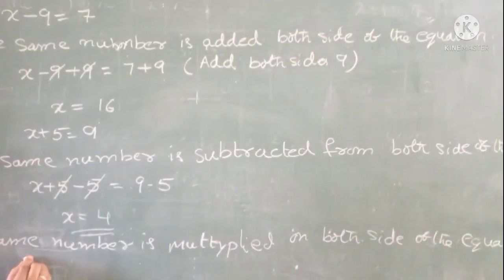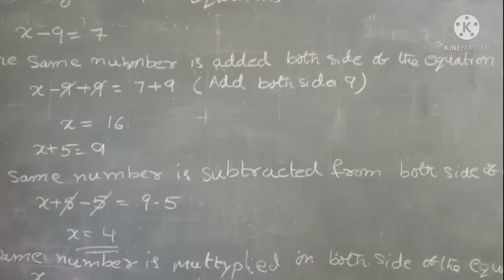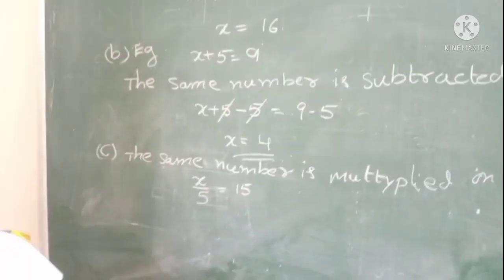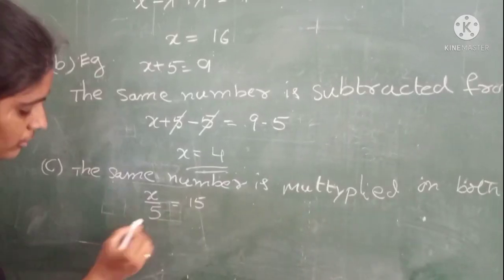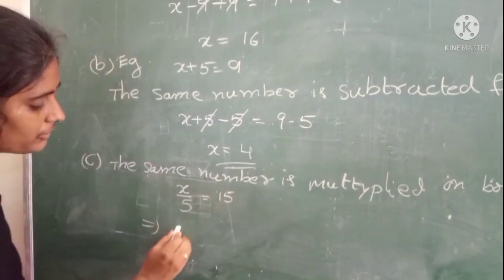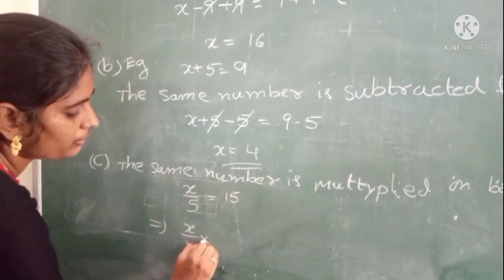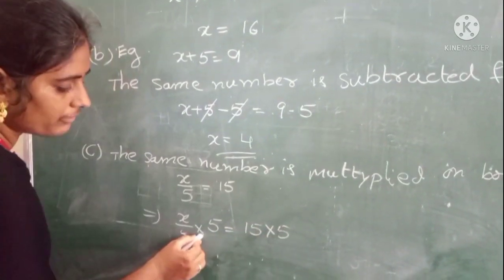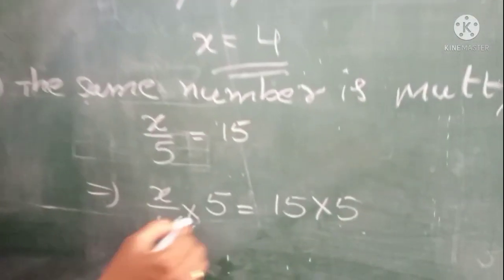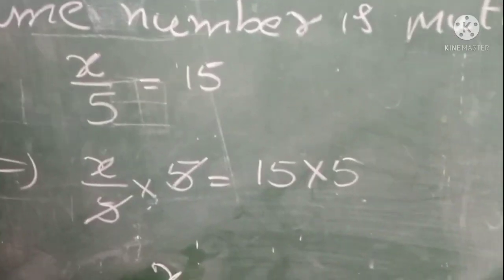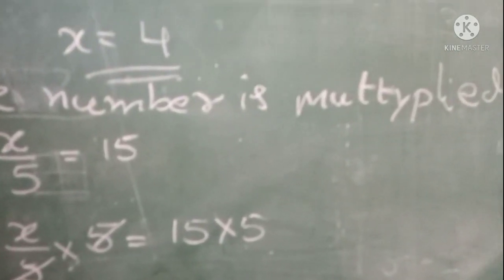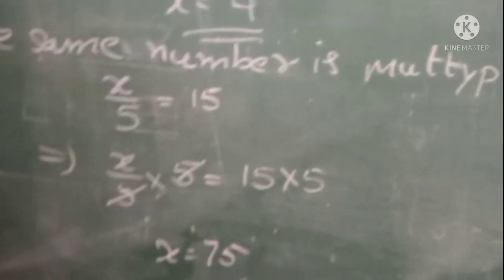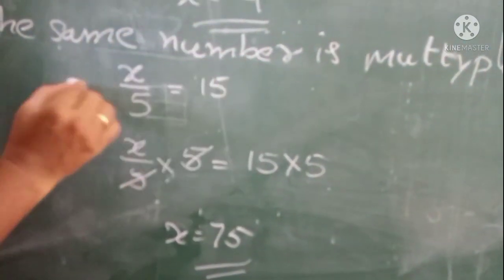Multiplication: x by 5 equals 15. To remove the 5, multiply x by 5 by 5, and 15 by 5. Both sides I will multiply by 5. The 5 and 5 cancel and x is equal to 15 times 5, which is 75. This is the solution of this given linear equation.